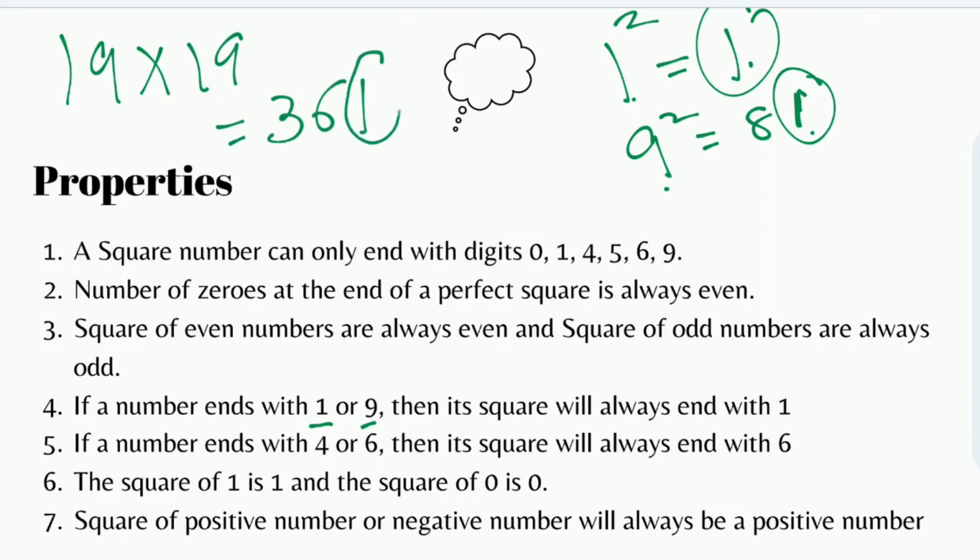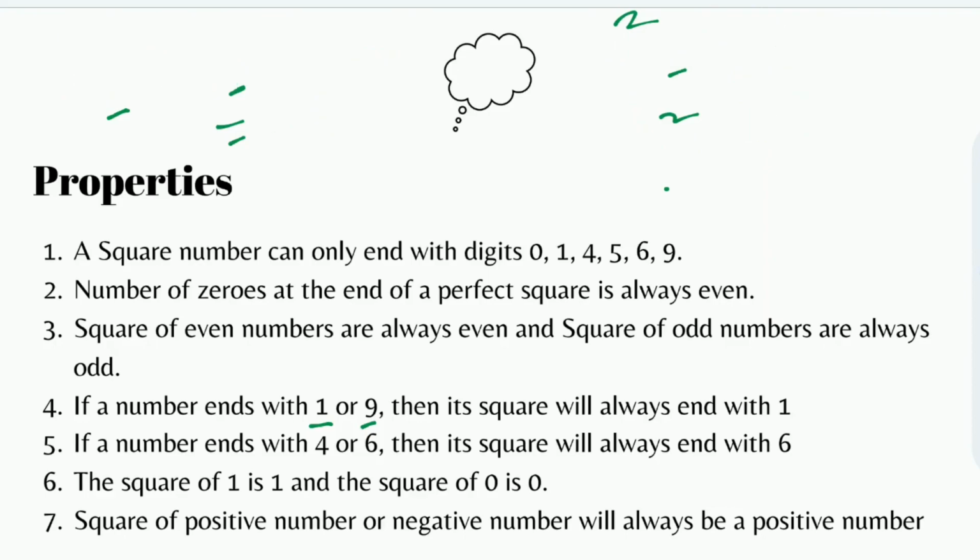That means the last digit will always be 1. Why? Because if you add unit and unit digit, so 9 times 9 will always give me 81. Hence the last digit will always be 1. Okay. Similarly, exactly the same thing which we will do in the fifth part also.